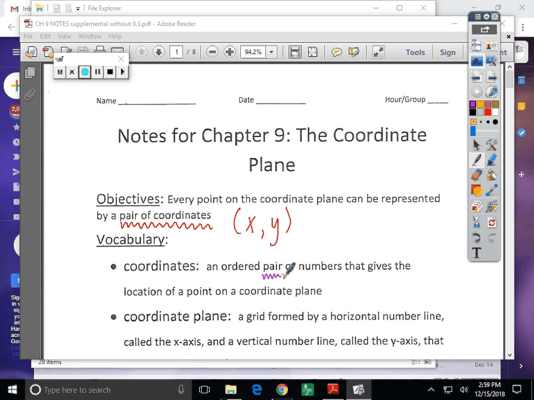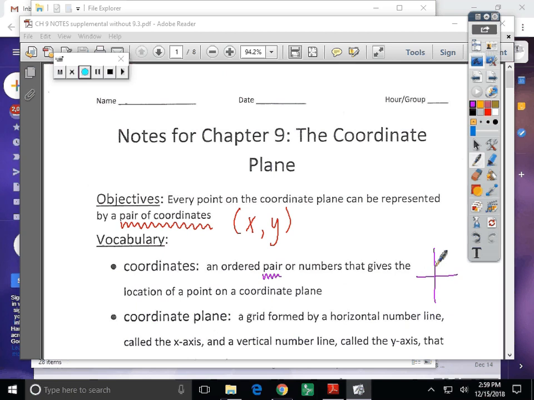This reminds me an awful lot of what you've been doing in social studies recently, where you're talking about lines of latitude and lines of longitude. We use the same process in order to find points on a coordinate plane that we use to find specific locations in the world.